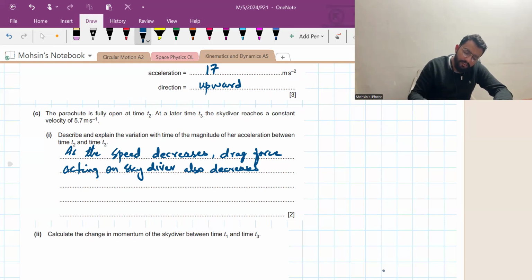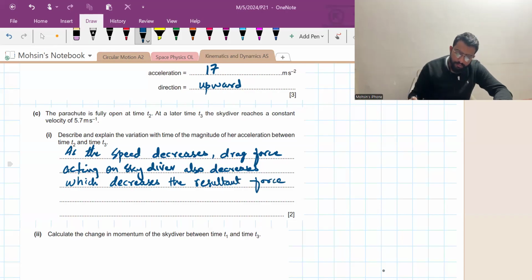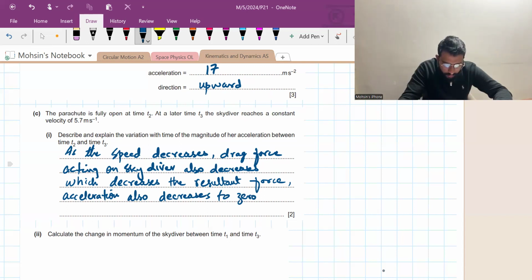So drag force acting on the skydiver also decreases, which decreases the resultant force, so acceleration also decreases to zero, because force is directly proportional to acceleration.